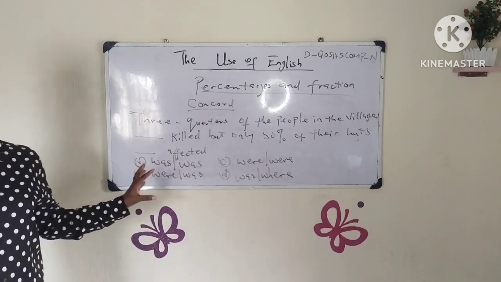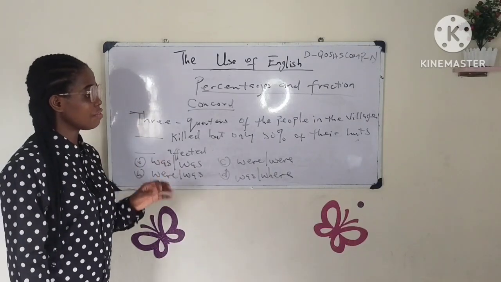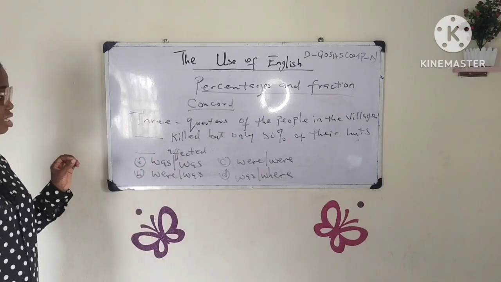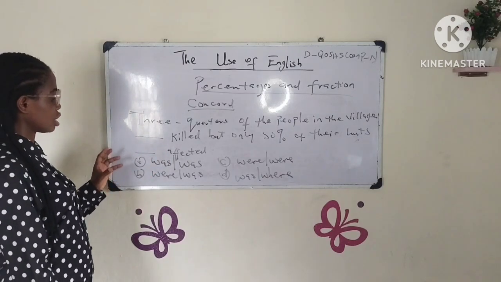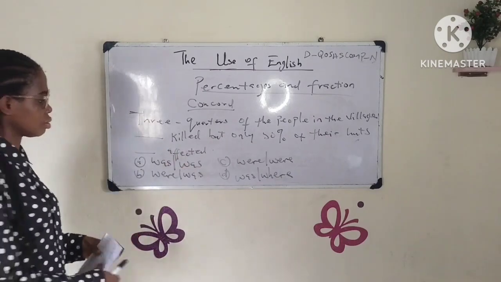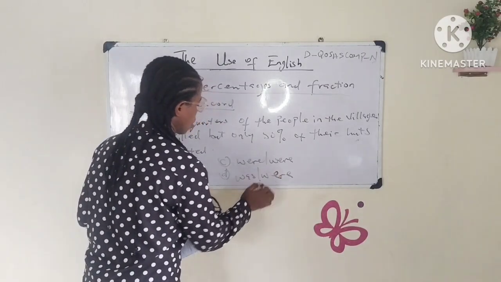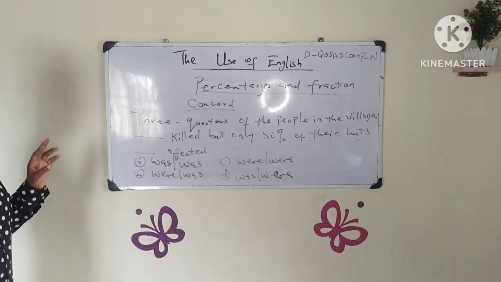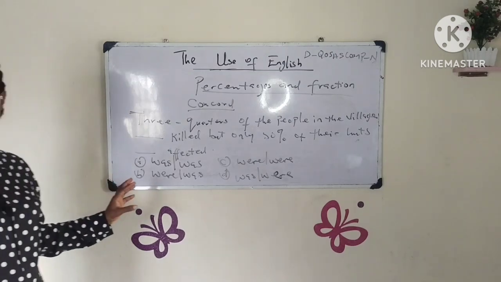Now let's see this question from the JAMB past questions. 3/4 of the people in the village dash killed, but only 50% of their herds dash affected. Which one is correct? A, was, where; B, were, where; C, were, were; D, was, were. Which of these will fill the gaps accurately?